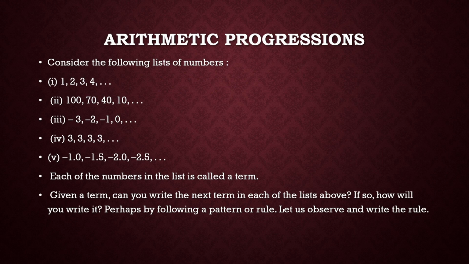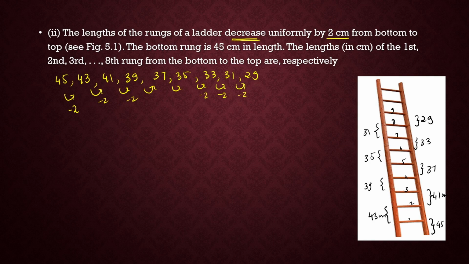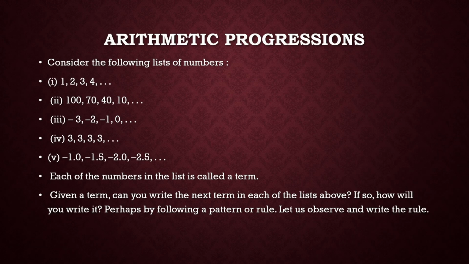Now arithmetic progression. The same thing which we just discussed is just a series of numbers, and there is some condition. Let's study here. Now consider the following numbers, like 1, 2, 3, 4. I have given you 5 sets of numbers. Each number in the list is called a term. So 1 is a term. This whole thing is called a series, and each number in a series or in a list is referred to as a term. So 1 is a term, 100 is a term here, -2 is a term, 3 is a term. Any number in this whole list is referred to as a term.